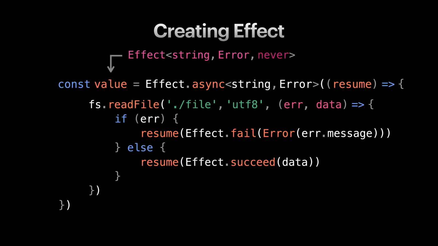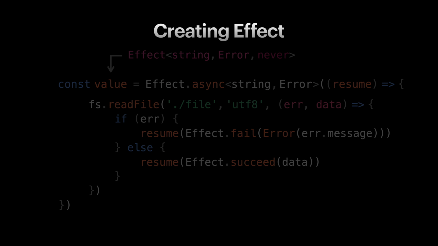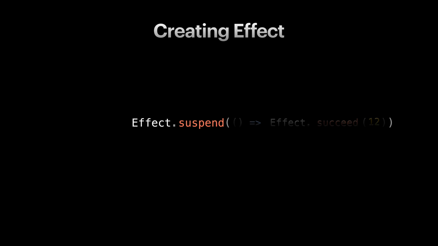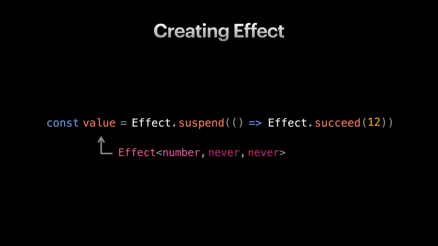So far so good. But sometimes you may need to postpone creating your effects. To do that, you can use the suspend function. Suspend receives a callback that returns an Effect value. Looking at the type of our value constant here, it would be Effect of number.